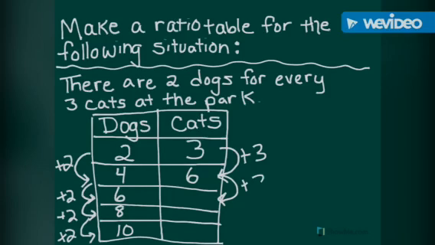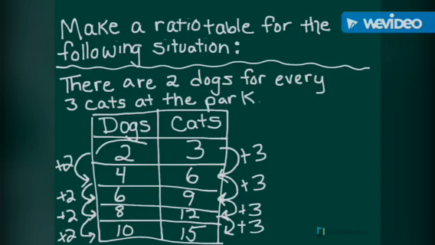6 plus 3 is 9. 9 plus 3 is 12. And 12 plus 3 is 15. Now we have created our ratio table.